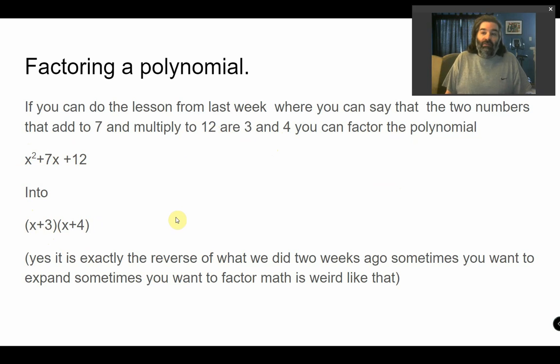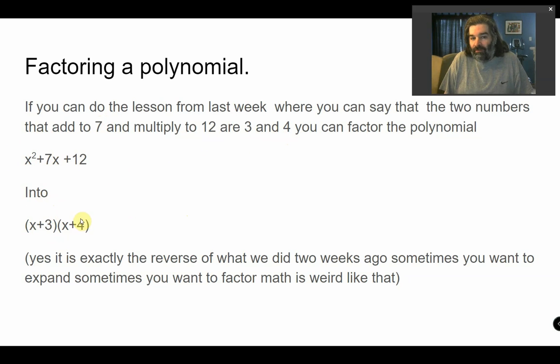Sometimes you want to go one way, sometimes you want to go the other way. This is all about manipulating numbers. Sometimes, for example, if you're graphing it, that's easier. If you're trying to solve it, you're going to notice this is going to be a lot easier. It's just the way math works. You need to know how to manipulate numbers in both directions, okay? But the main thing to remember is, if you can add to 7 and multiply to 12 and know that the numbers are 3 and 4, you can do this.